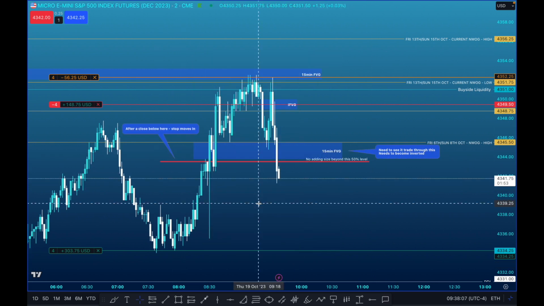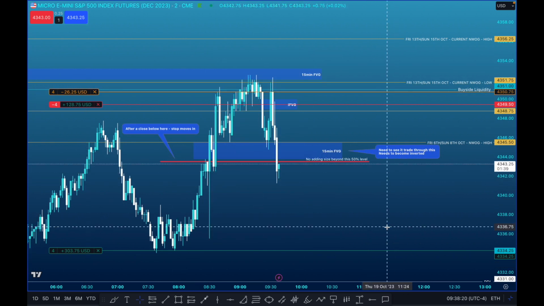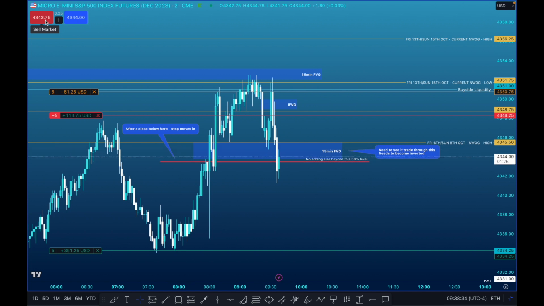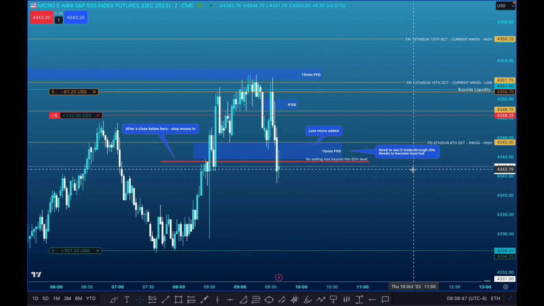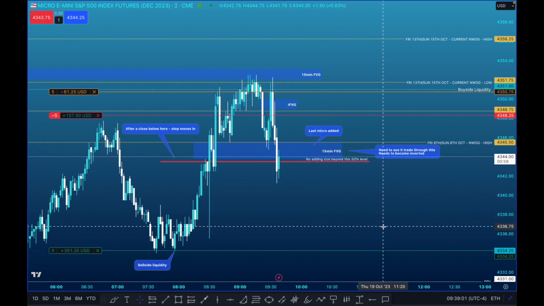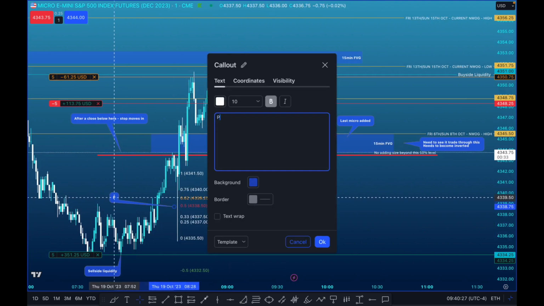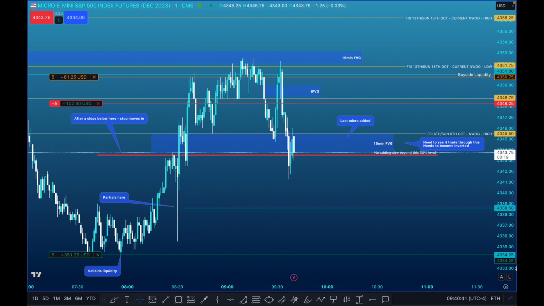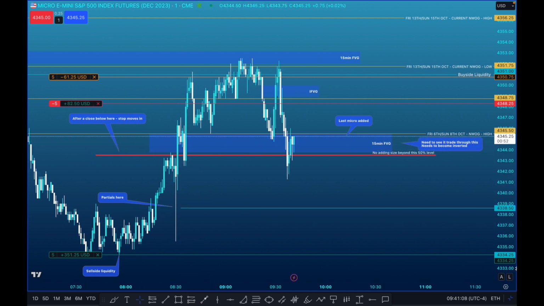So after a close below here, stop moves in, and when we wick up into that one more time, I add one more contract. So that was the last micro added, and the sell side liquidity is resting just below. So I want to take a partial there. So at the moment, price is doing everything I need it to do, so I'm pretty happy up to now.